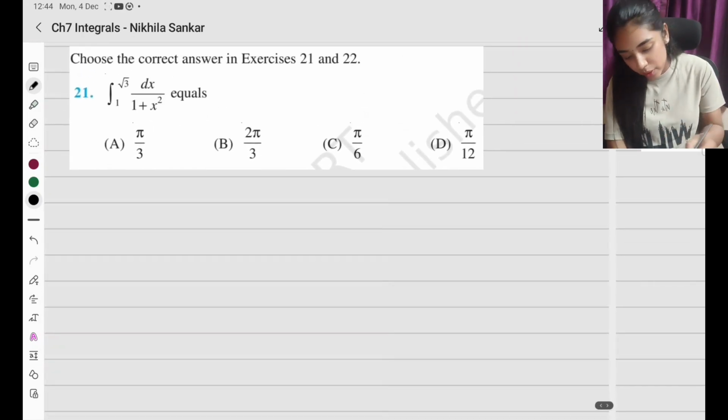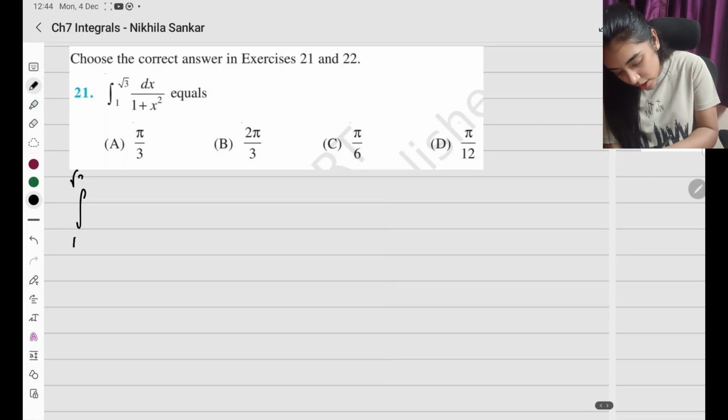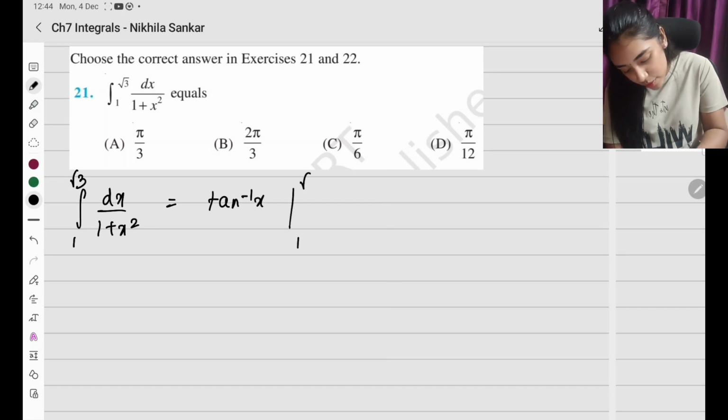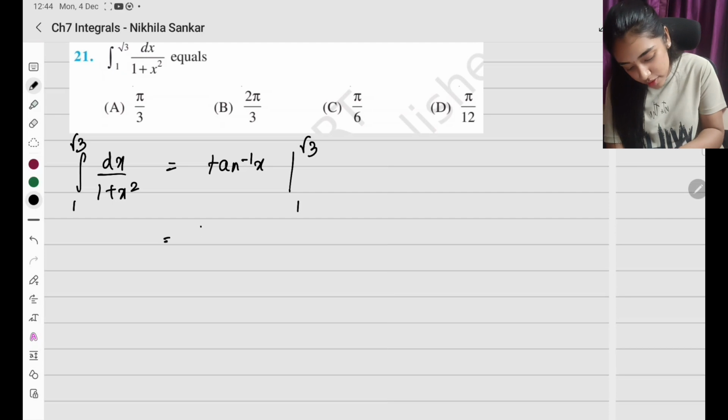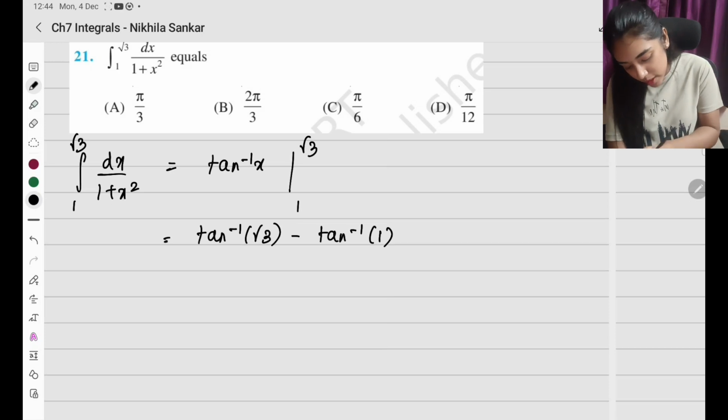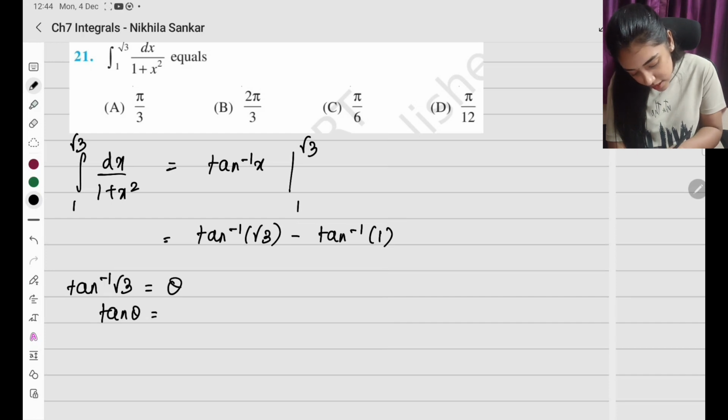Question number 21. This is very simple. So you have integral from 1 to root 3 of dx divided by 1 plus x square. Dx divided by 1 plus x square is going to be tan inverse of x, with limits 1 to root 3. So when I substitute the value, tan inverse of root 3, the upper limit, minus tan inverse of the lower limit. Now how do we find the values? So tan inverse of root 3 is going to be theta. Tan theta equals root 3.